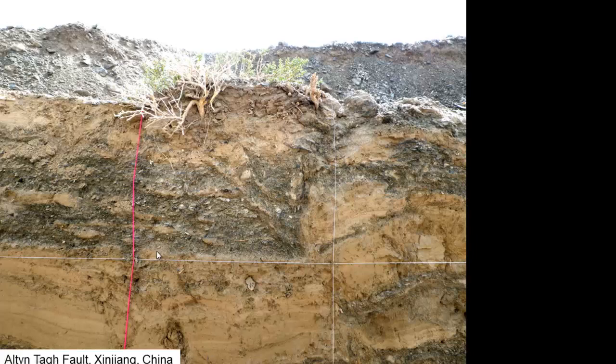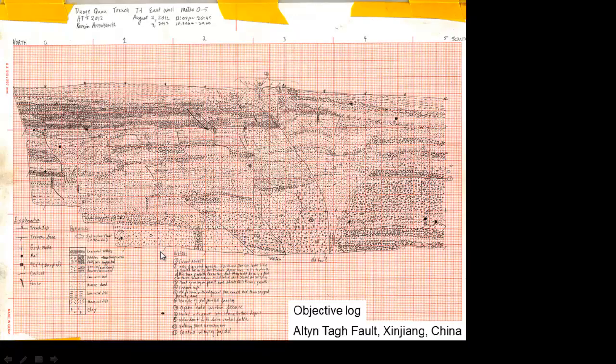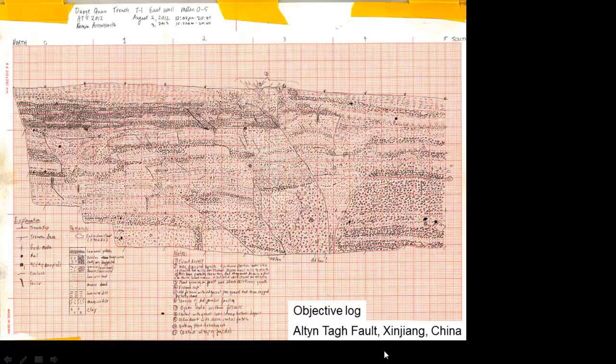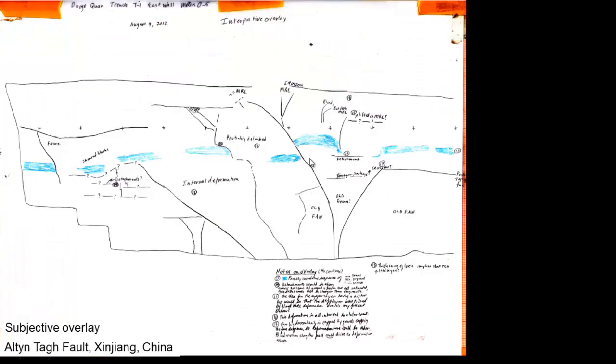But there are some deeper deformation zones that seem to be buried by subsequent sedimentation, so maybe this is an older earthquake level here. Here's the objective log of that trench, a piece of it. We're just looking at this zone here. There was that plant, remember, and then this fault comes up from down here. Because we were camping, we didn't have easy access to printers, so we did old-style grid paper logging, made this objective log, and then put tracing paper over it to make the interpretation.